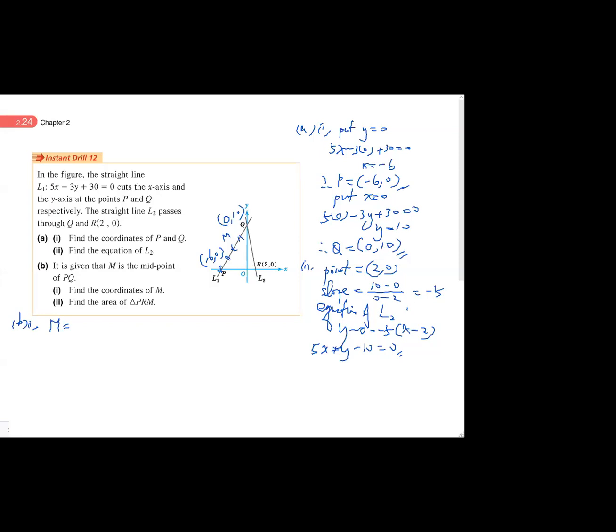B2, find the area of triangle PRM. So where is PRM? PRM is this red triangle. Because M is the midpoint of PQ, the area of this red triangle will be exactly the same as this purple triangle.